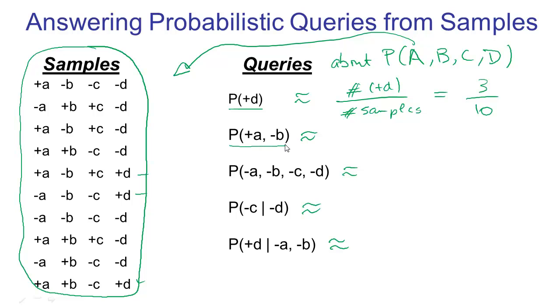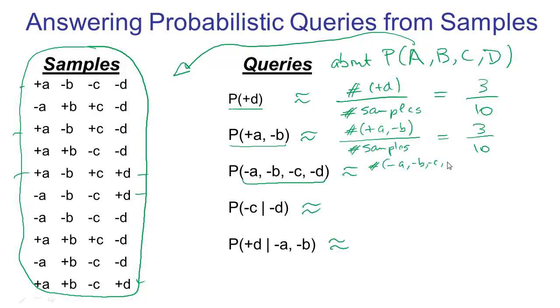Moving on to the next query, probability of plus a and minus b. Our estimate is the number of times we see plus a jointly with minus b divided by the total number of samples. Number of times we see plus a minus b is 1, 2, 3 times. So we have 3 over 10. Next one, the joint probability of minus a minus b minus c minus d. It's the number of times we see that joint instantiation, minus a minus b minus c minus d.